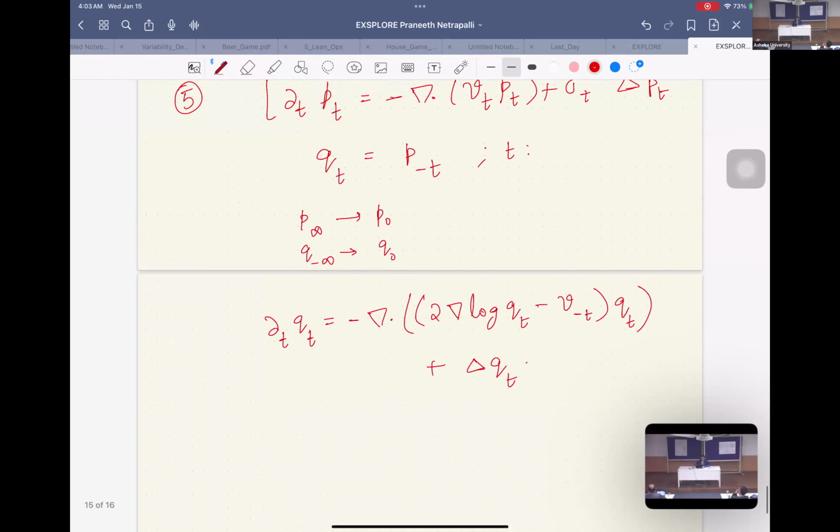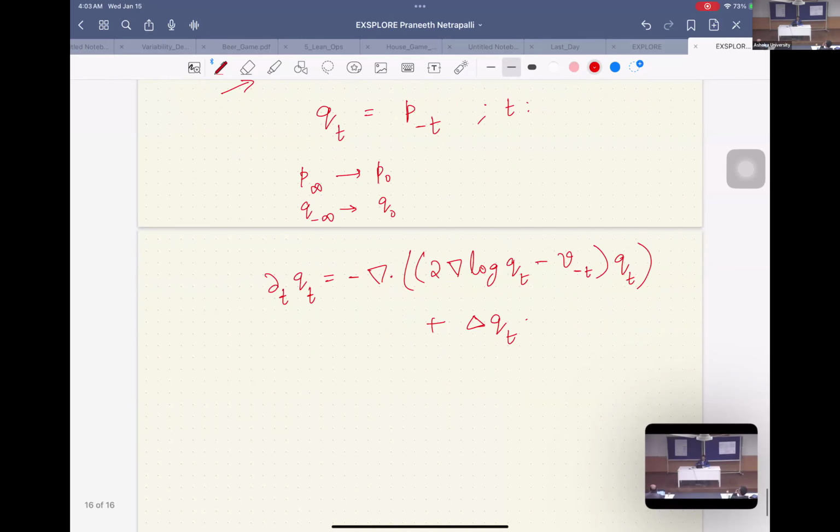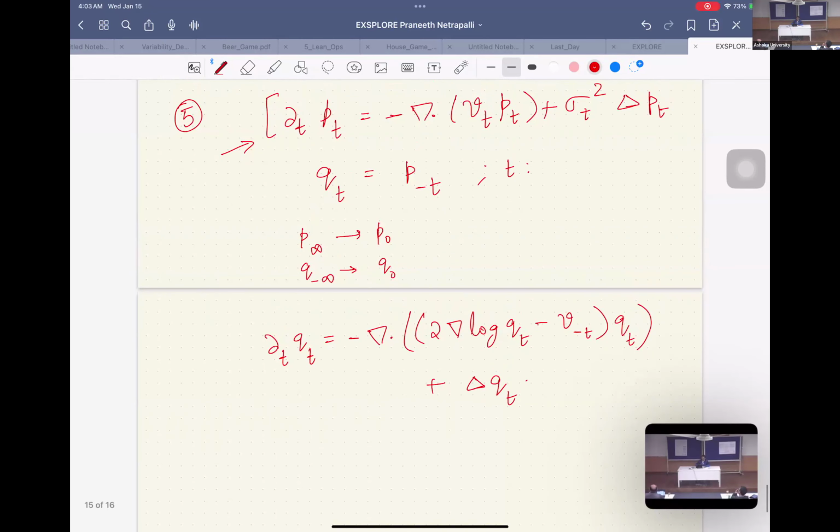Does this make sense? So we have this forward equation, which tells us how the probability is evolving from t equal to 0 to t equal to infinity. And then we want to reverse it, right? And so we are making this notational change where we call Qt to be p minus t, and Q goes from minus infinity to 0. Then we want to understand, when we think of this reversal process, how it is evolving in time. This equation is not very difficult. It's just setting Qt equal to p minus t and then plowing through the first equation. What we get is that del t Qt is minus grad dot some quantity times Qt plus delta Qt.